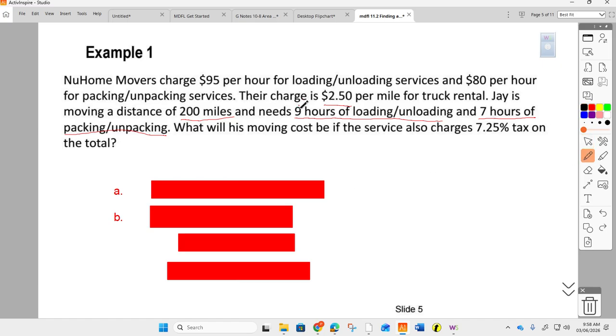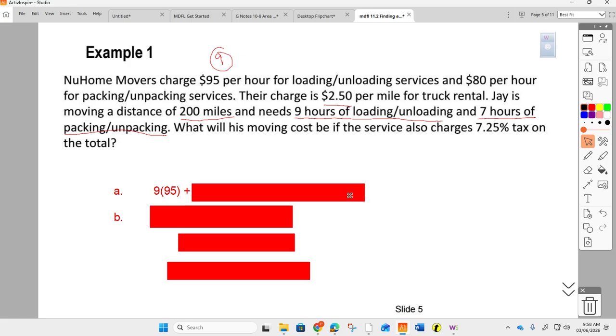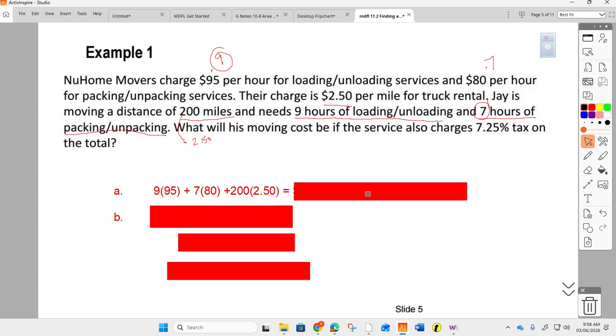We know the loading and unloading is, he needs 9 hours, and we know it's $95 per hour. So that's the first part of the expense. We know he's going to pay $80 per hour for packing and unpacking, and we know he needs 7 hours for that at $80 an hour. We know they're going to charge him $250 per mile for truck rental, and we know he needs 200 miles, so that's 200 times 250. And that is our subtotal before tax.